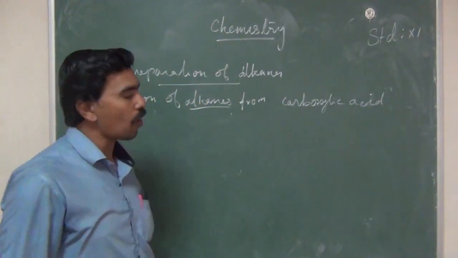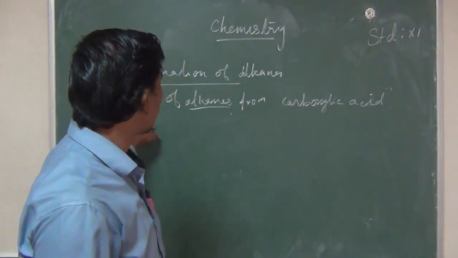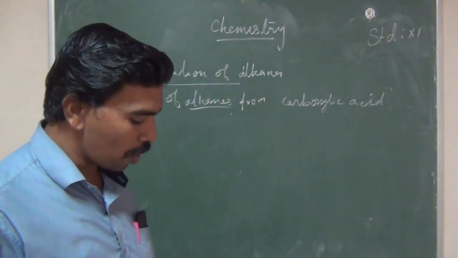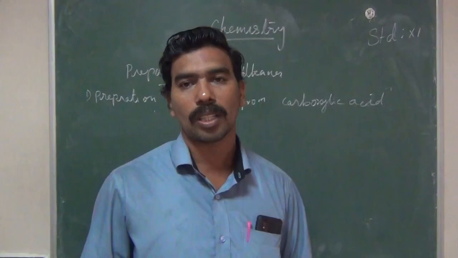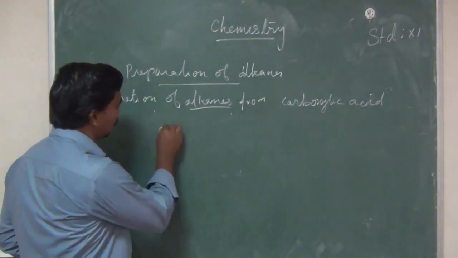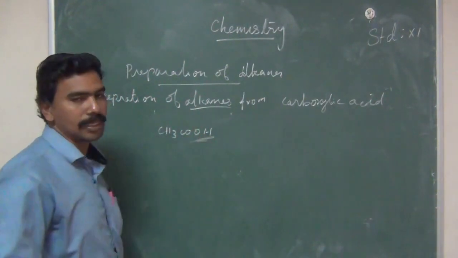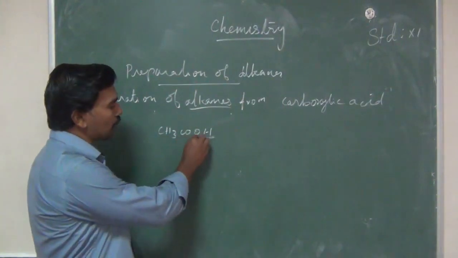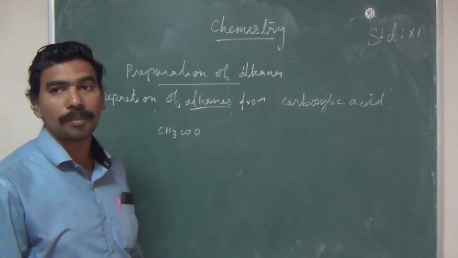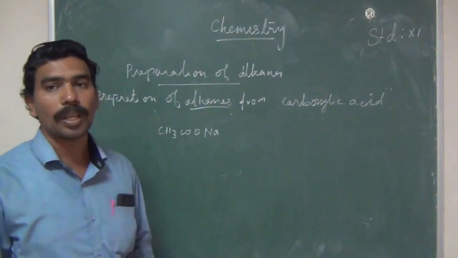This one is the decarboxylation process: the preparation of alkane from the carboxylic acid. This is a sodium salt, the sodium acetate. CH3COOH is the carboxylic acid. When the hydrogen is replaced by sodium, that is the sodium acetate.